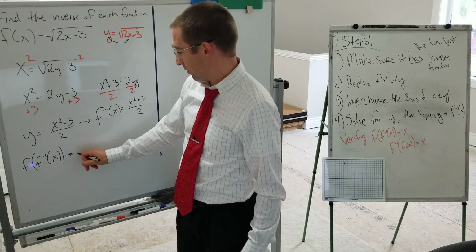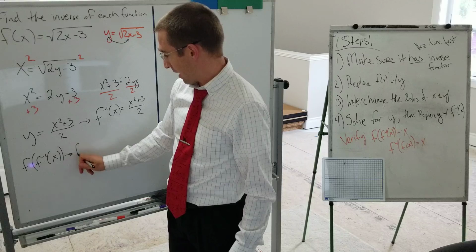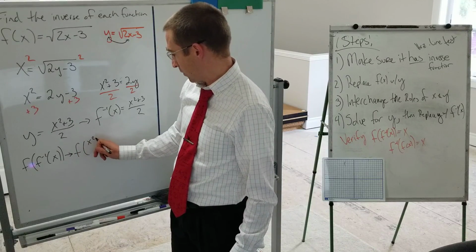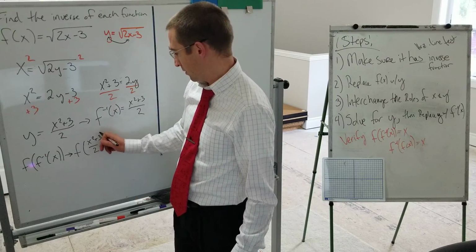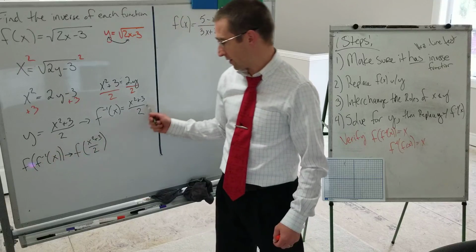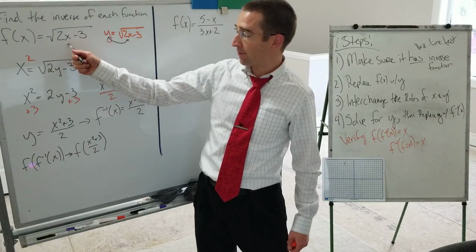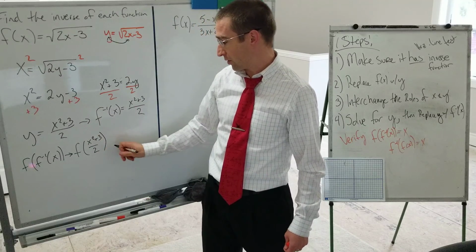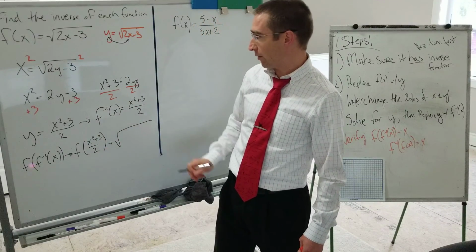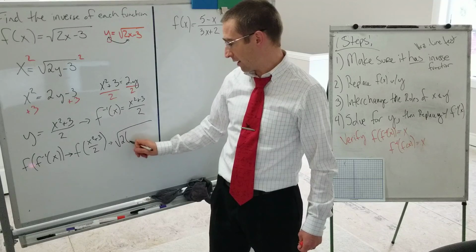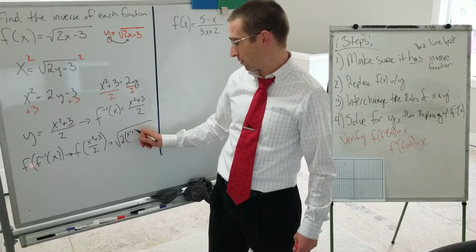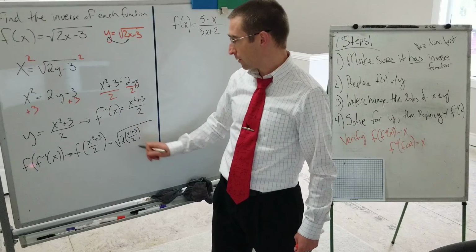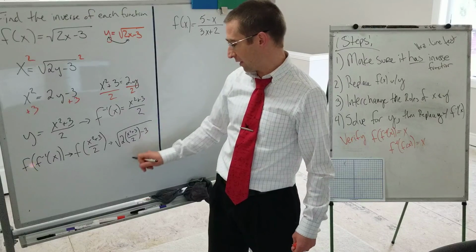So this is f of x squared plus 3 over 2, right? Because f inverse of x is this. So I'm going to go to my f function and replace the x with x squared plus 3 over 2. So I get a big square root now: 2 times x squared plus 3 over 2, minus 3.